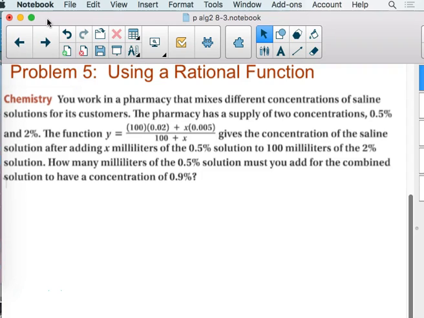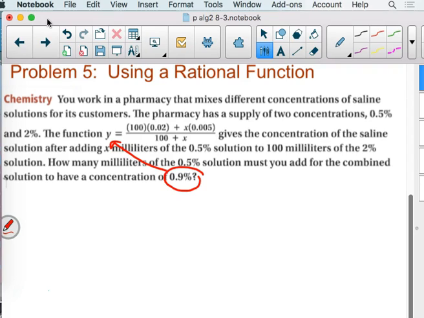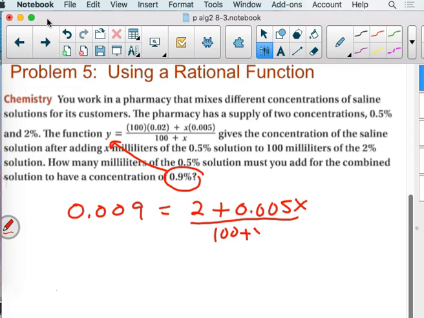y gives the concentration of the saline solution. So we want to know when is y 0.009. Just plug in different values for different things. But we have to use decimals, not percentages. So what do we have to do to our little 0.9%? 0.009. And now I'm thinking ahead to, if I do want to use my calculator, I'm not going to punch in 100 times 0.02. When you multiply something by 100, it moves the decimal 2 places. So this would actually be a 2 plus 0.005x over 100 plus x, or x plus 100. That doesn't make any difference.